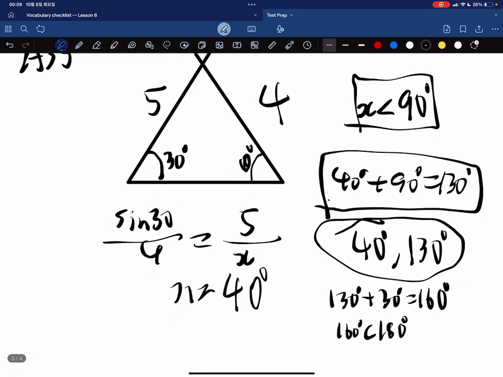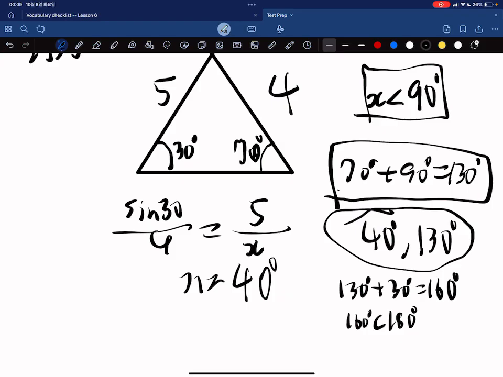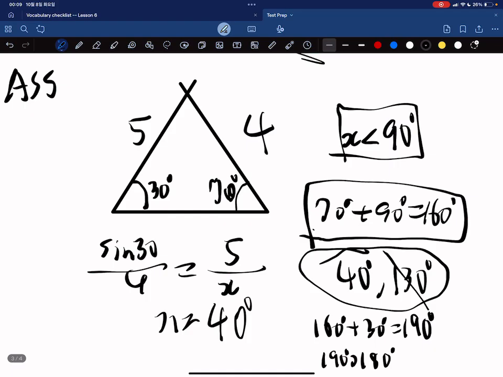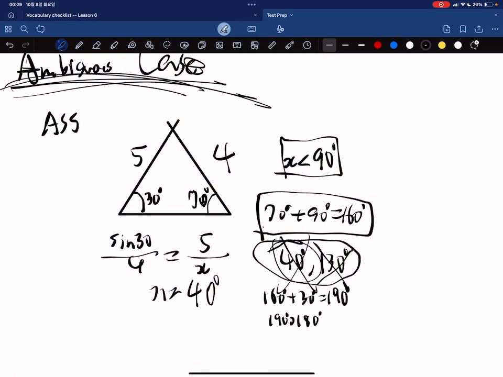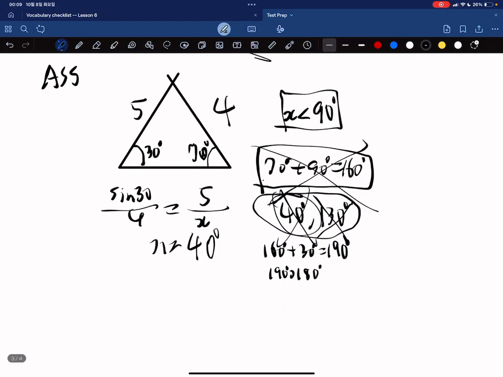However, for example, if our answer is, let's say, 70 degrees, 70 plus 90 is 160, and 160 plus 30 is 190. And obviously, 190 is greater than 180 degrees. Therefore, 130 is an ambiguous case, so our only answer is 40 degrees. And therefore, both answers unavailable. Therefore, we have A does not exist, or D any.